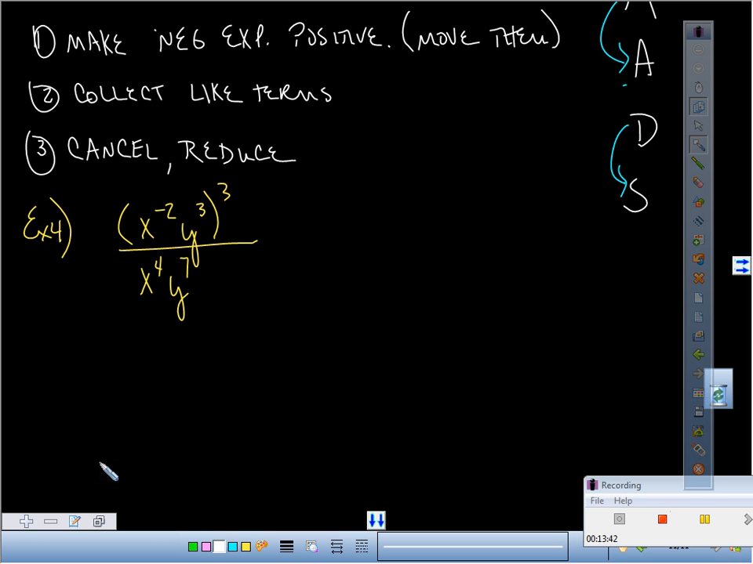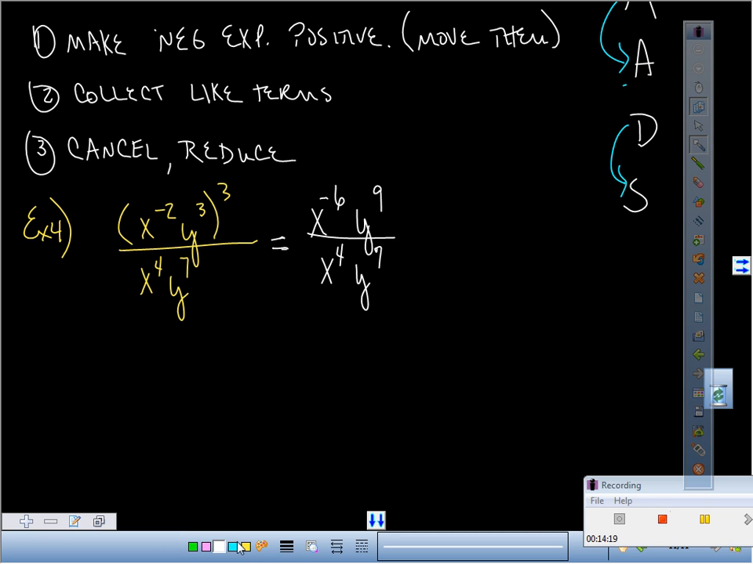Okay, so let me just ask you some questions. Can I just take this x to the minus 2 and put it down here? Why? Okay, y'all, order of operations. He's in parentheses. You have to raise him to that third power first. So everything in the parentheses gets raised to the third power. X to the minus 2 raised to the third is x to the what? Perfect. Powers to powers, you multiply. Y to the third raised to the third is y to the 9. Didn't have to do anything down here. X to the 4th, y to the 7th.